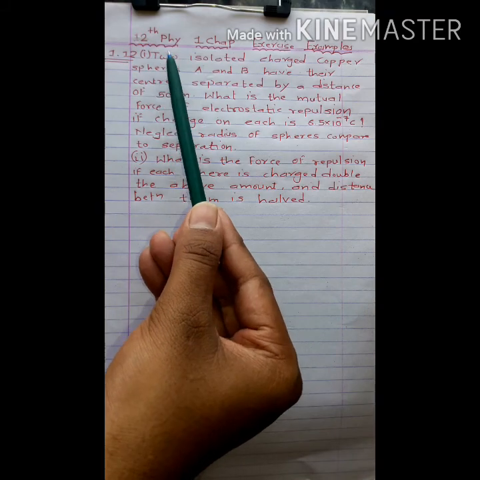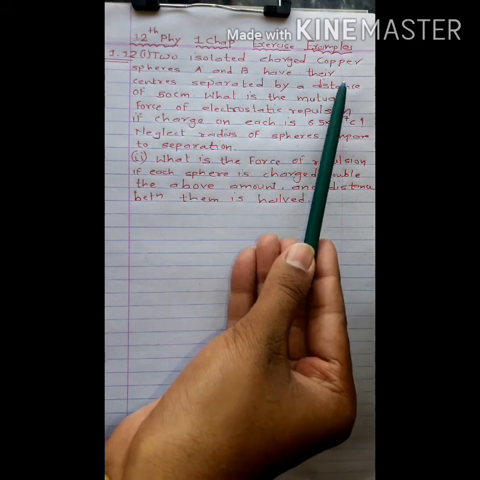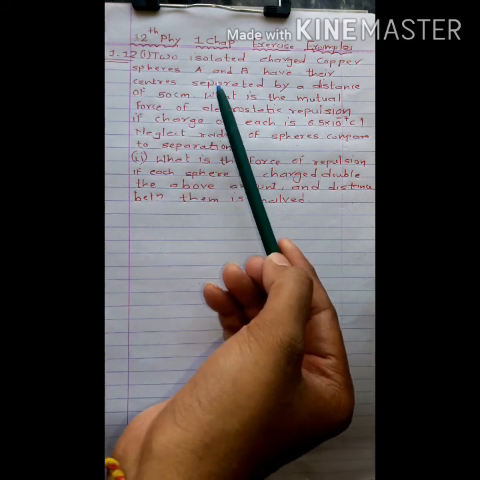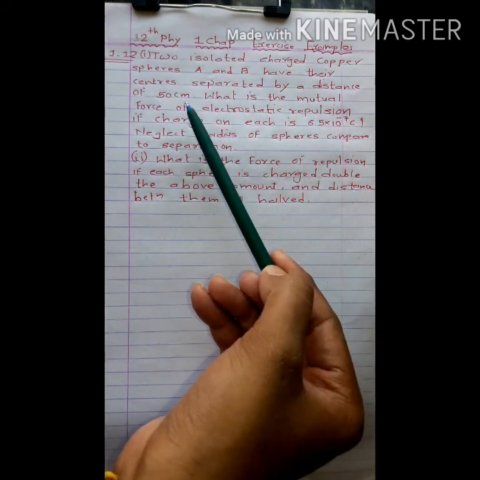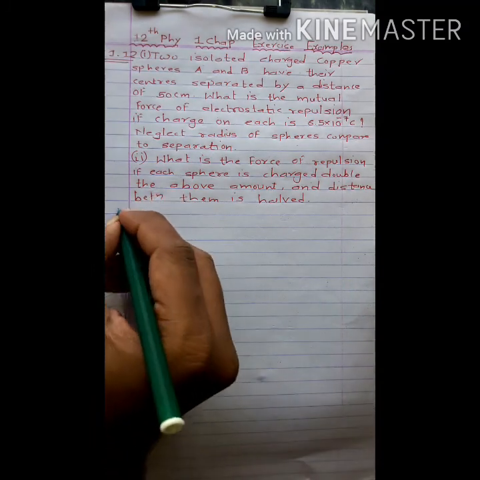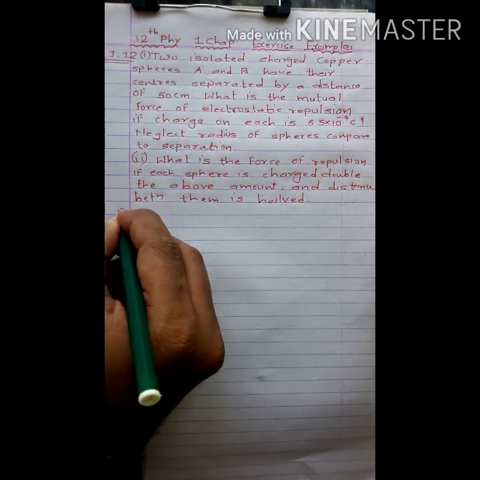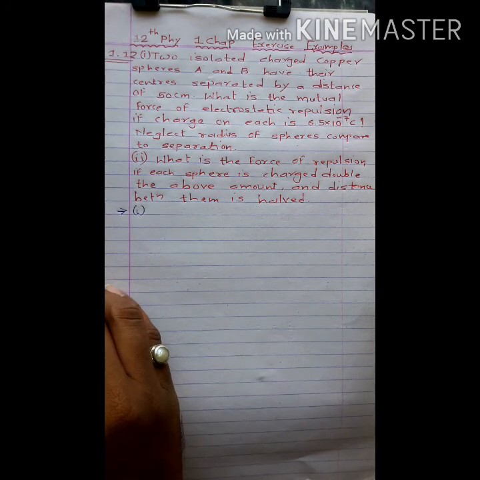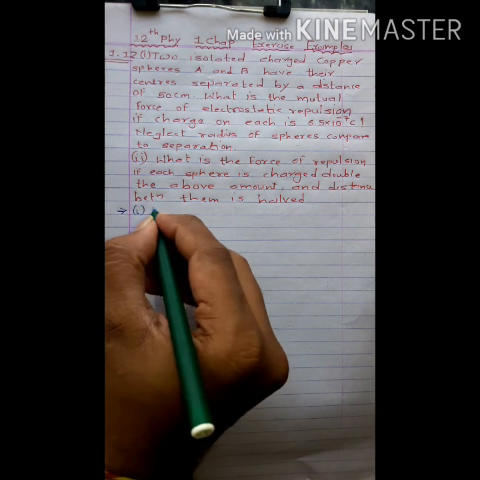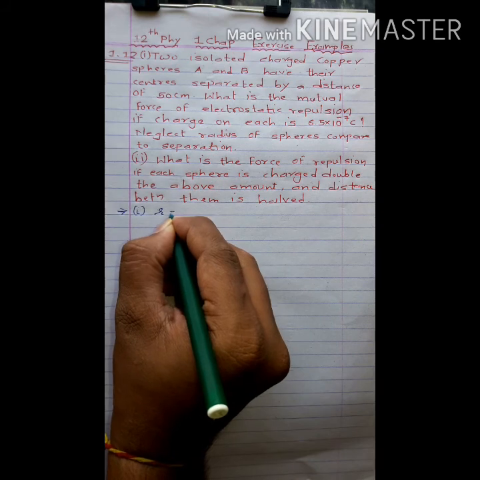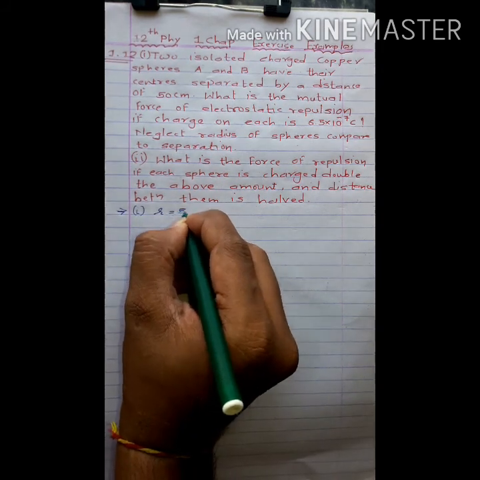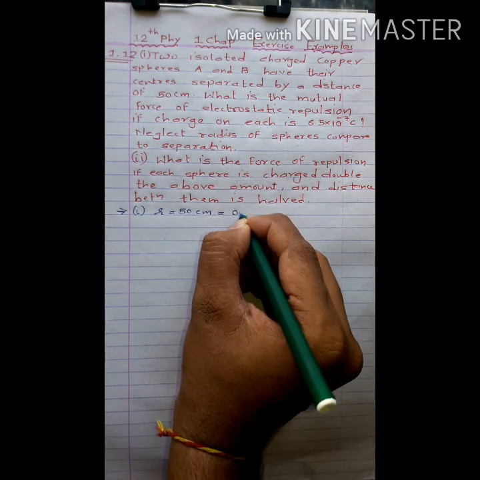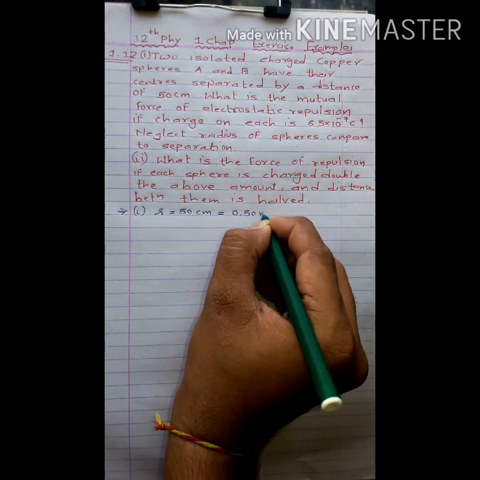First question: two isolated charged copper spheres A and B have their centers separated by a distance of 50 centimeter. Clear? So this is the solution of our first question. The distance between two spheres is given by small r, and small r is equal to 50 centimeter. Convert this value into meter, so it is 0.50 meter.